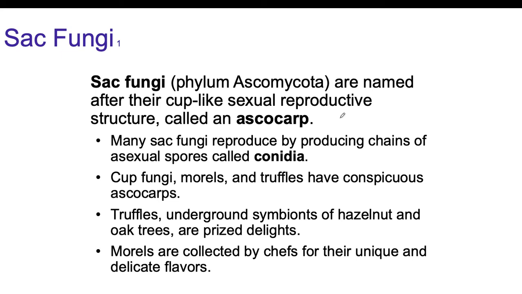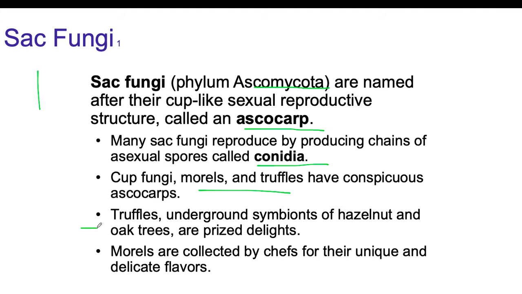The next kind are the sac fungi, phylum Ascomycota. They have a cup-like structure called an ascocarp, and they make spores on something called conidia. Those are the main anatomy or part names that you're going to be responsible for with the sac fungi. I'm going to show you a picture. The sac fungi are an important group because we do eat them. Morels and truffles are things that are considered delicacies. Truffles are usually found around oak trees or hazelnuts, like by pigs.